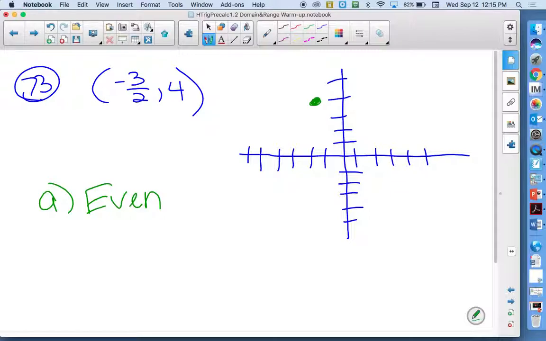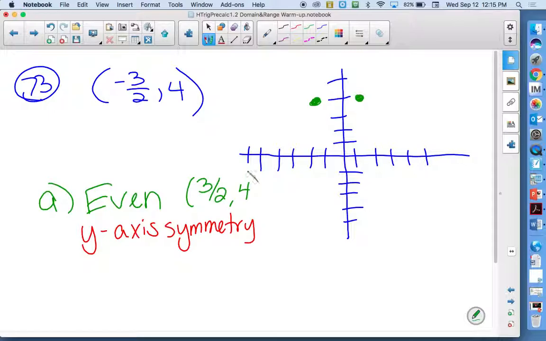What do you know about graphs that are even? David? They're symmetrical over the y-axis. Awesome. So we need to come up with another point so that the y-axis would be in between them. So David, what would that other point be? 3/2, 4. Yeah, so it's going to be +3/2 and 4. Now the y-axis cuts that in half. So 3/2, 4 would be a point that's even to the original point because the graph should have y-axis symmetry. The second one said odd. Guess I should do that.